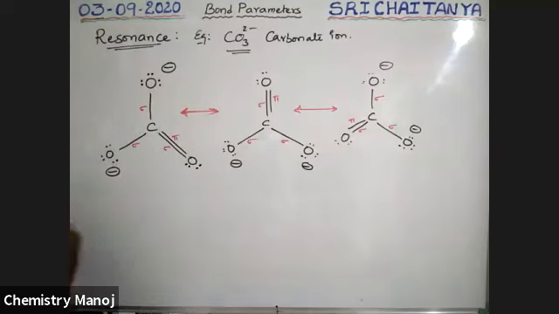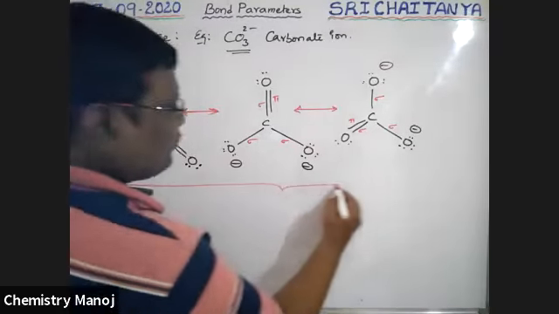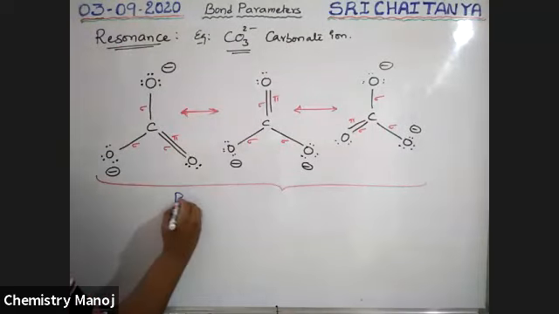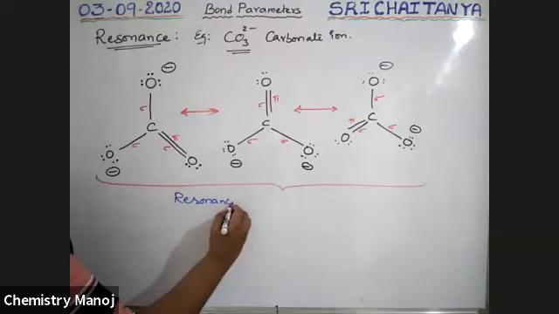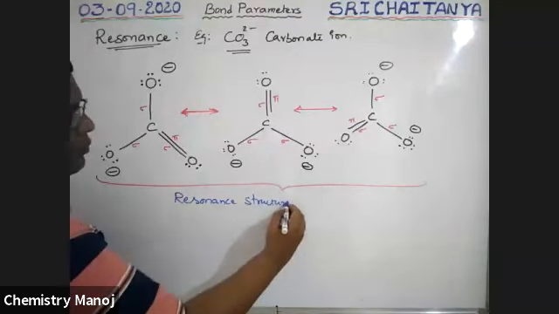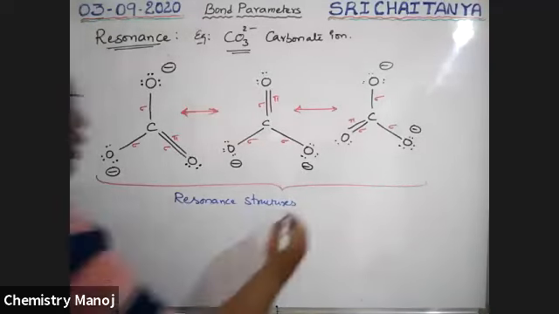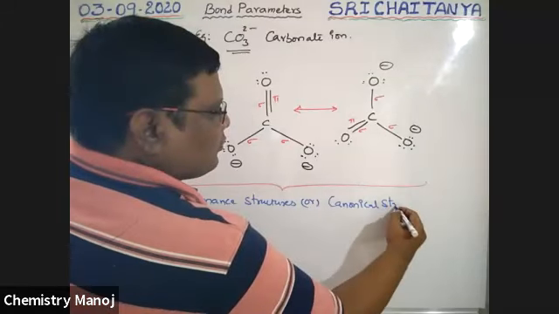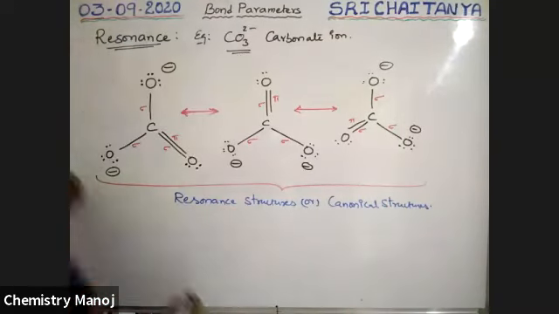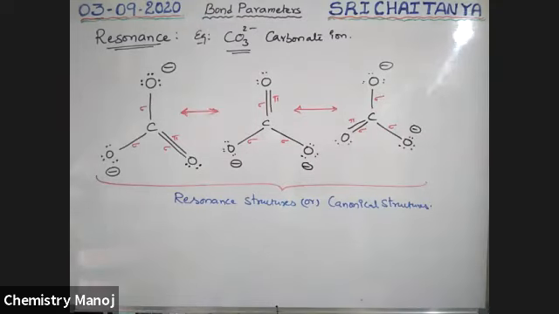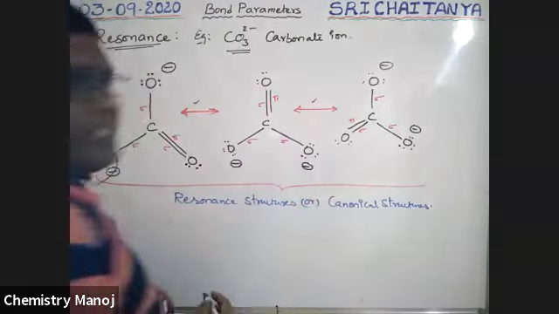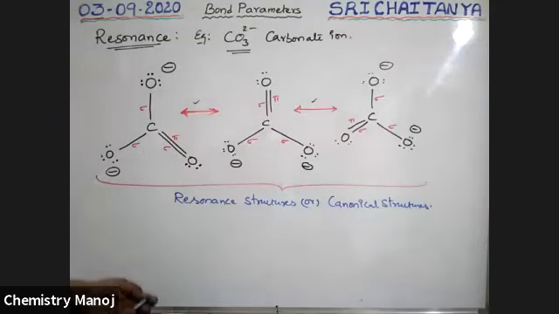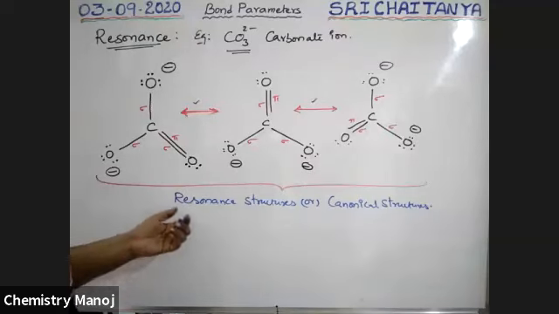See here, all these 3 structures are called resonance structures or canonical structures. They are also called canonical structures or resonance structures. It is a symbol for resonance, boys. Okay, so most of the molecules exist in resonance dynamics. So that is resonance structures.